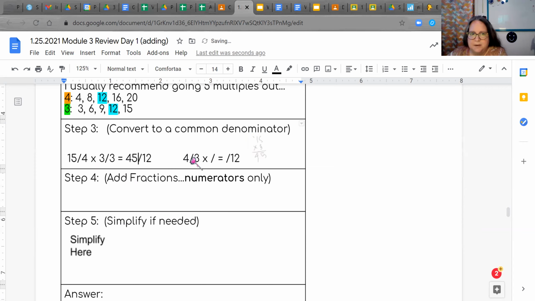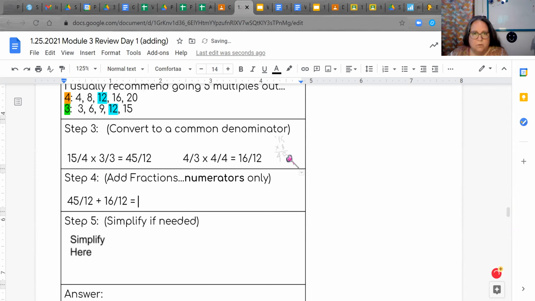And now I'm going to do the same here. 3 times what? Yes, it's 4. So I go top and bottom. And this becomes 16. Now I'm going to take 45 twelfths and I'm going to add 16 twelfths. So we're going to quick add that up.